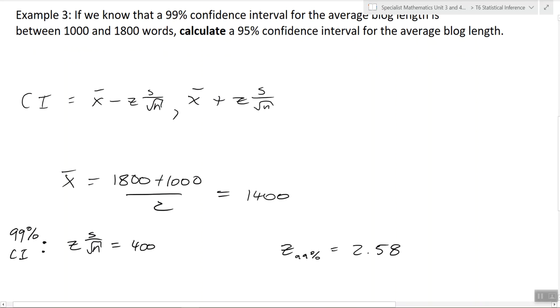How can we use this to figure out the upper and lower limit for the 95% confidence interval? You need one more thing. The z-score for the 95%. 1.96. So it's just this ratio that's happening, yeah? So you don't actually need to know S or N.